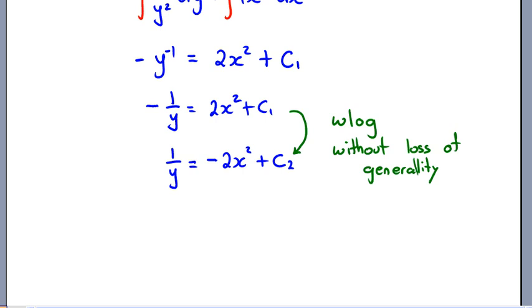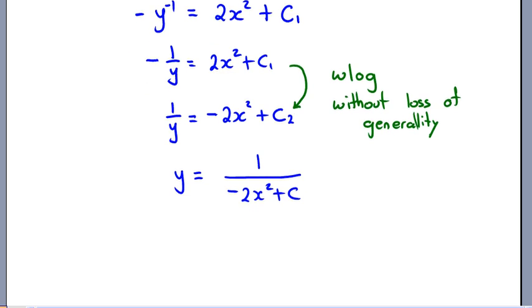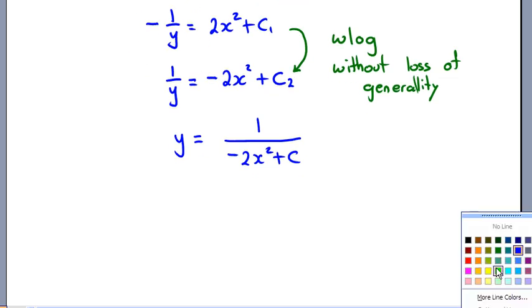Well, now I'm going to flip both sides and say, all right, y, if you want to know what it is, it's going to be 1 over negative 2x squared plus some constant. I'm just about done, except I want to know what that constant is.